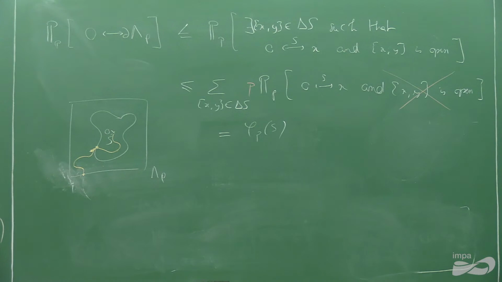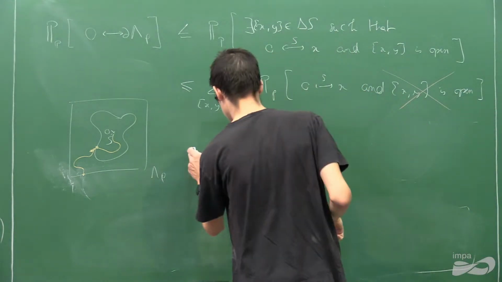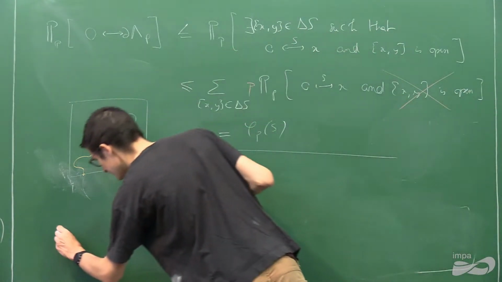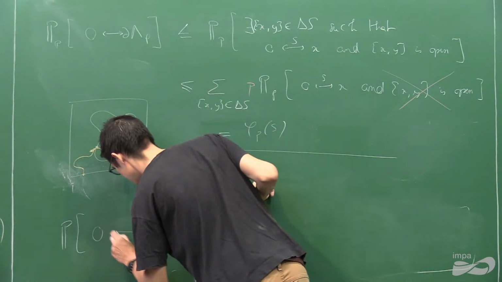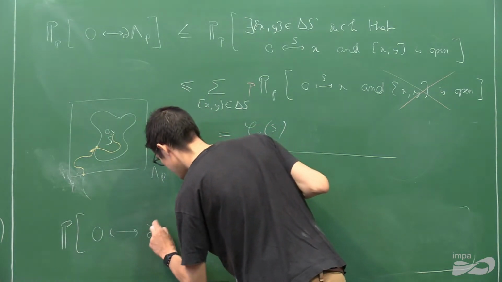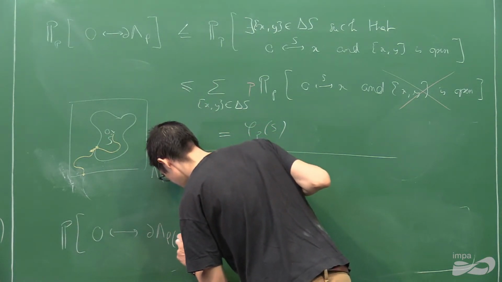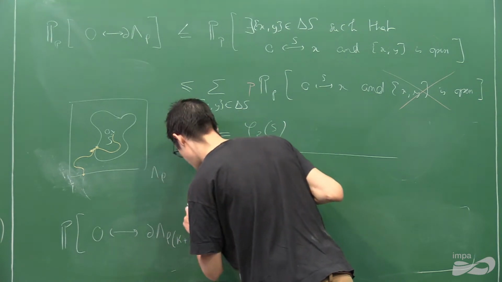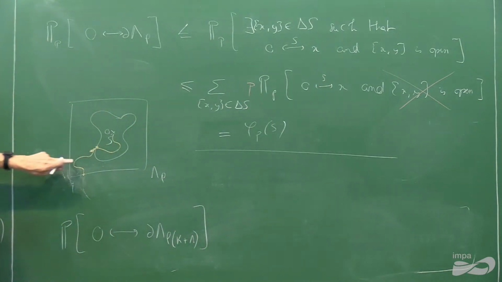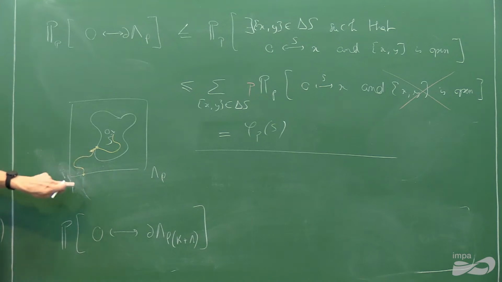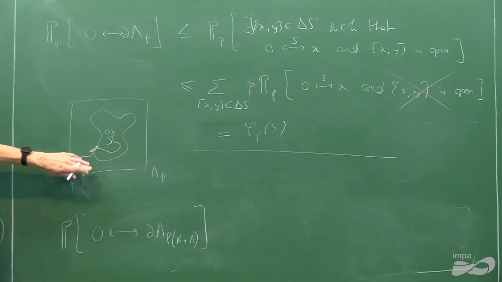initialization of our induction. Now we can do the induction step, and it's not much more complicated. So now let us look at the probability that 0 is connected to delta L_{k+1}. We are going to do the same reasoning, except that now we are going to also care about this second part, because here we have basically thrown away this.